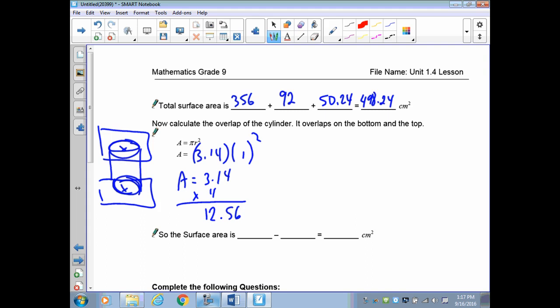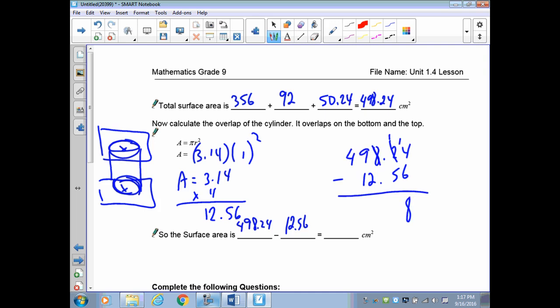So now take the total surface area, 498.24, and take away 12.56. So 498.24 and 12.56. We need to subtract that. So borrow, that's an 8. Borrow, that's a 6. 7 take away 2 is 5. So there you go, 485.68.